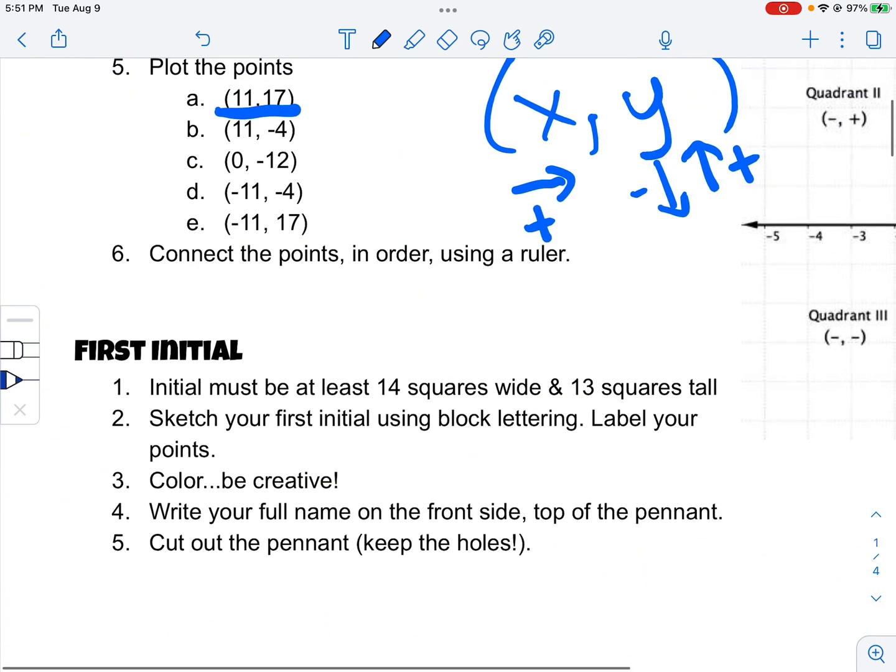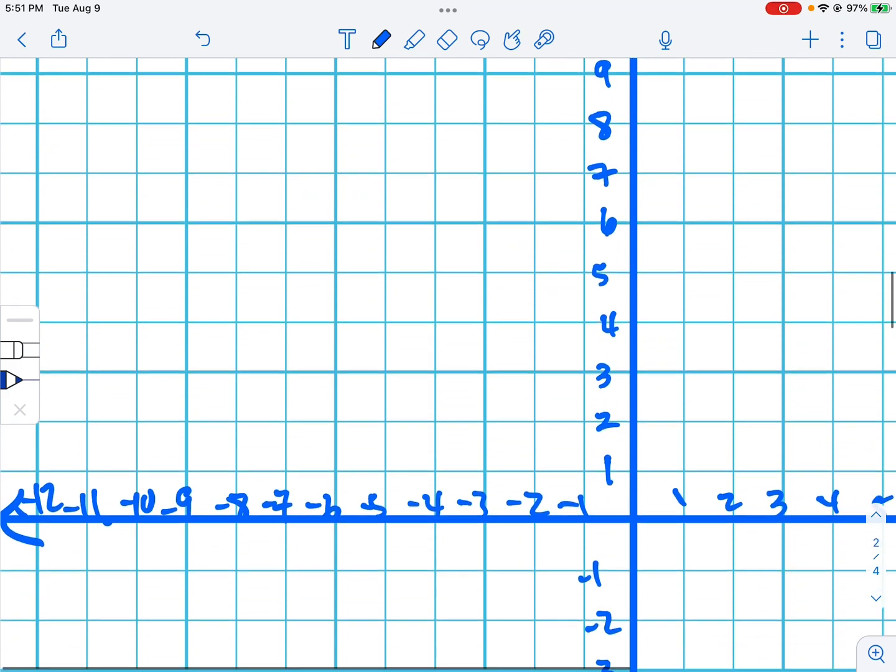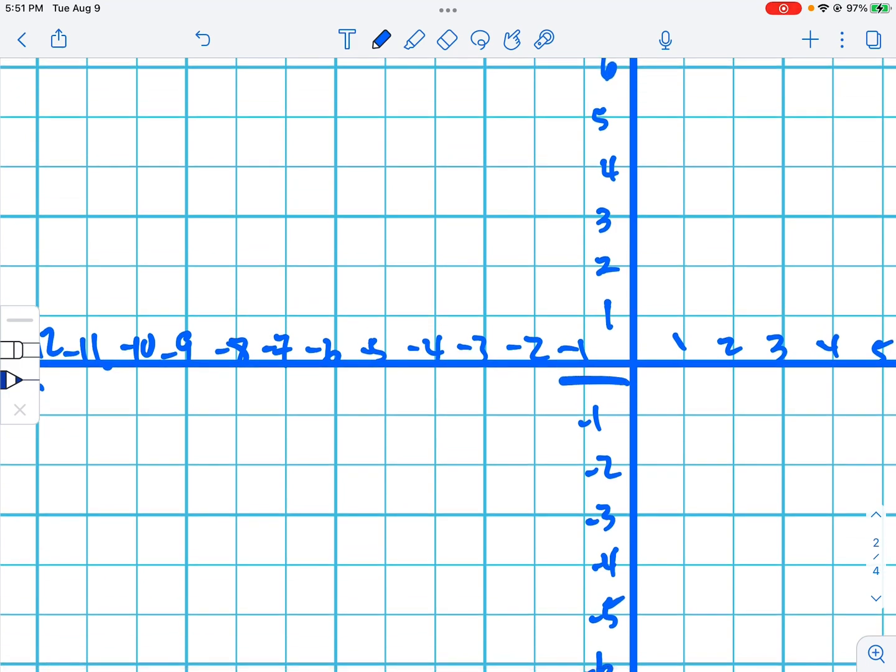Okay, so then the next one says negative 11, negative 4. Remember the first number, when it's negative, you go to the left. So I'm going to go to the left 11 and I'm going to go down 4. So I'm going to start here at the origin. I'm going to go to the left to 11 right there, and I'm going to go down 4. So I'm going to come right here and I'm going to put a point and I'm going to name it negative 11, negative 4. Okay, I don't need this line or that.